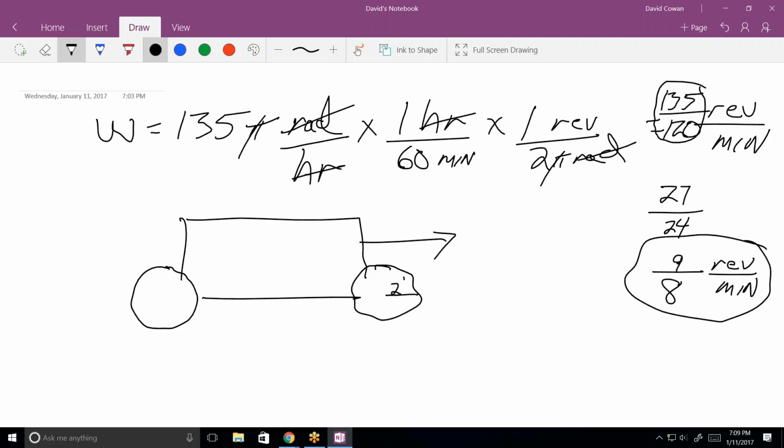Revolutions per minute is still an angular speed. That's not a linear speed. It's rotating at 9 revolutions per 8 minutes. It's making a complete turn 9 times in 8 minutes. For linear speed, I would have to apply 5 conversions, and I could come up with what the linear speed of that wagon is. You can do the same thing with a car. If you know the radius of the wheels of your car and how fast they're turning, then you can figure out the linear speed of the car.